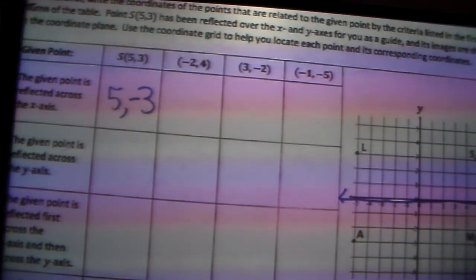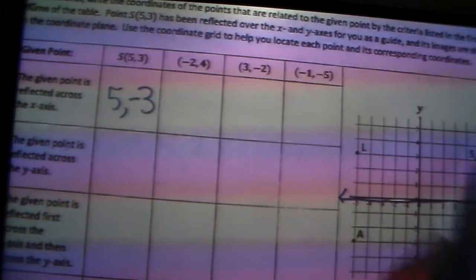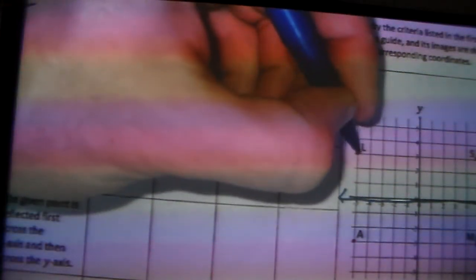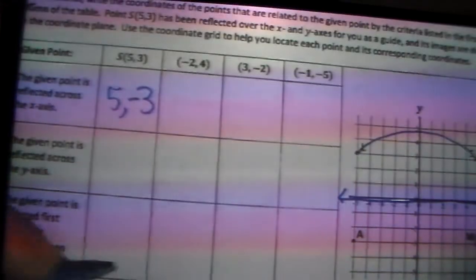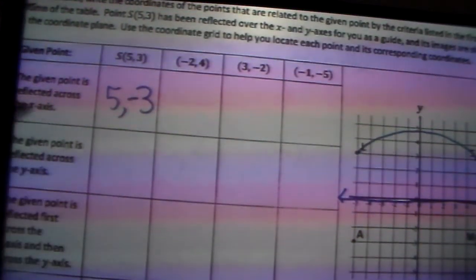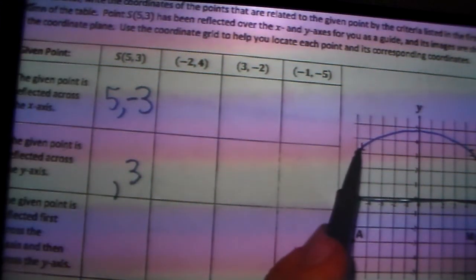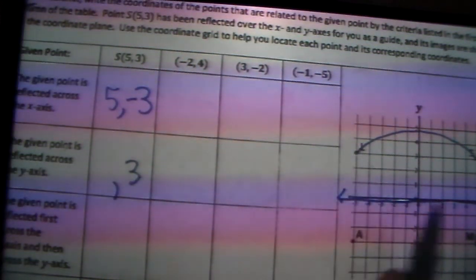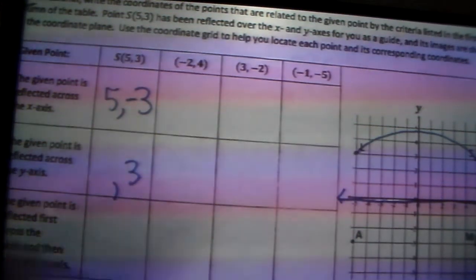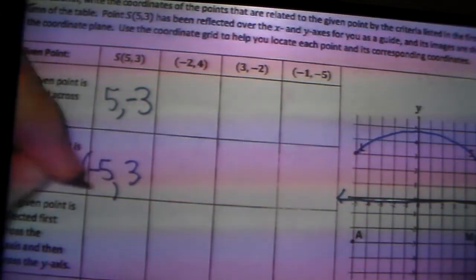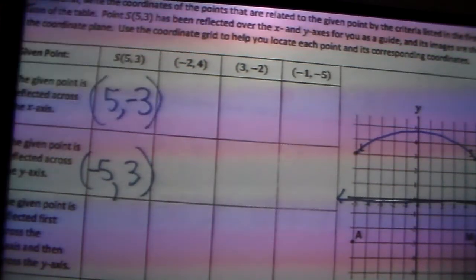So what if we took that same point and we reflected it across the y-axis? This point, but this time reflected across the y-axis. Well, if we do that, my new point, I'm still 3 up. So this point's still 3 up, but what's different this time? Instead of 5 over to the right, it's 5 to the left. So I say negative 5, 3. So those are my 2 points so far.